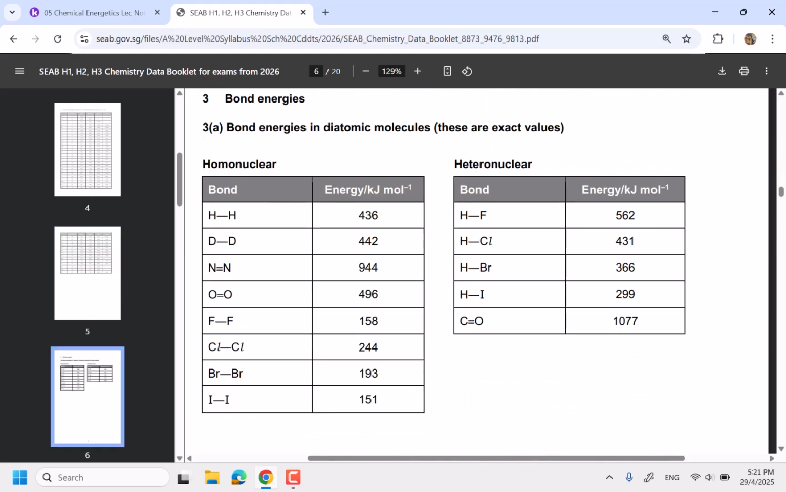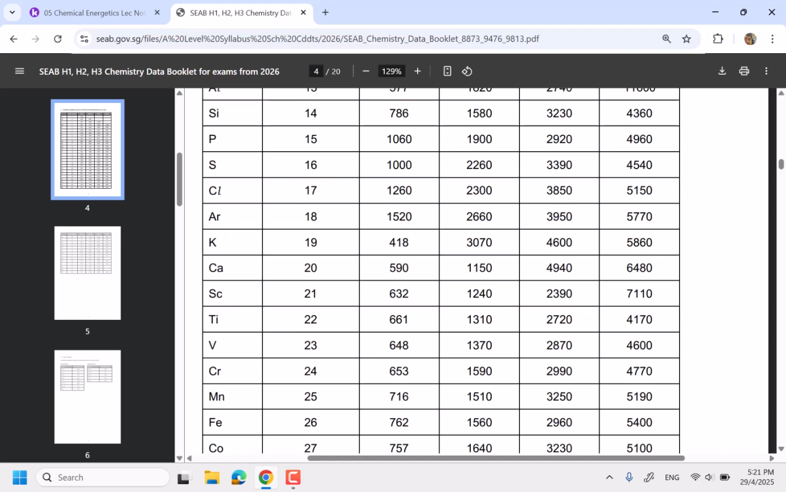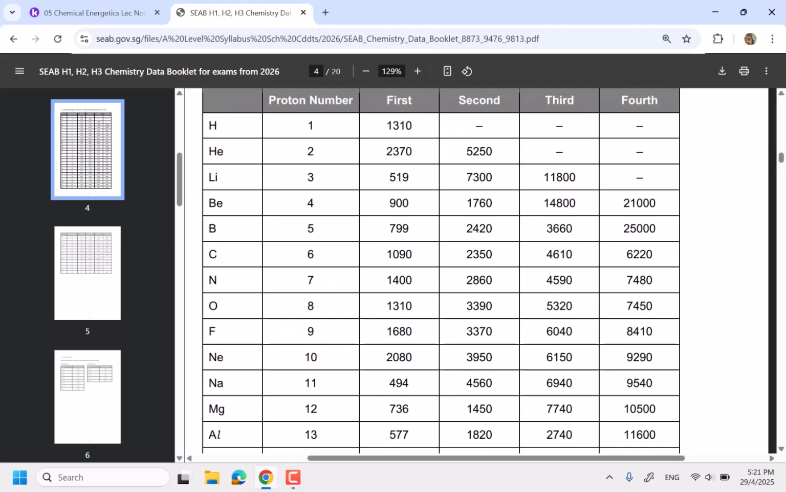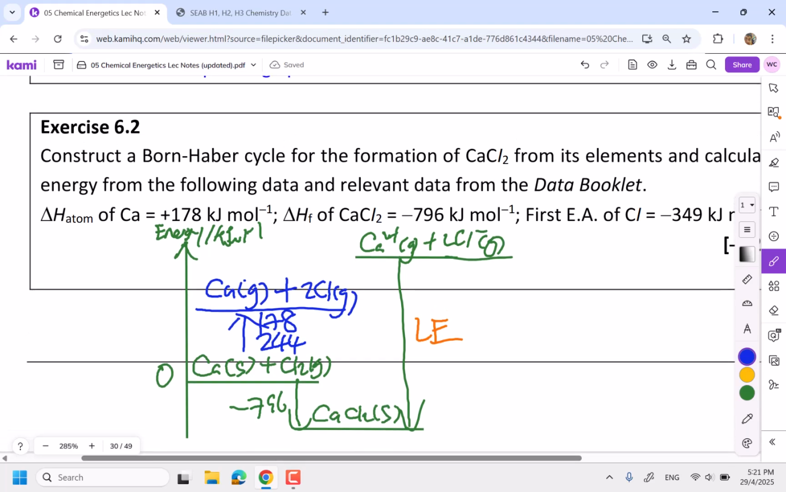So the bond energy of chlorine is given to be over here, 244. I'm forming 2 moles of gaseous chlorine atoms, so that would be 244, and then 178. 178 is the enthalpy change of atomization for calcium.